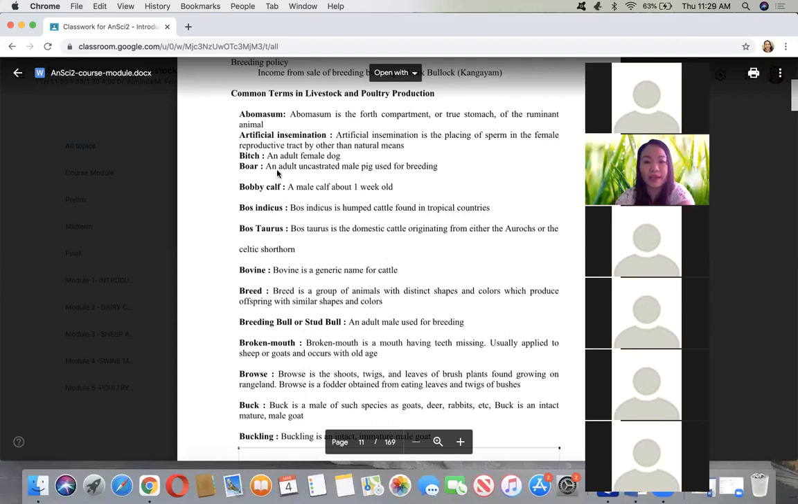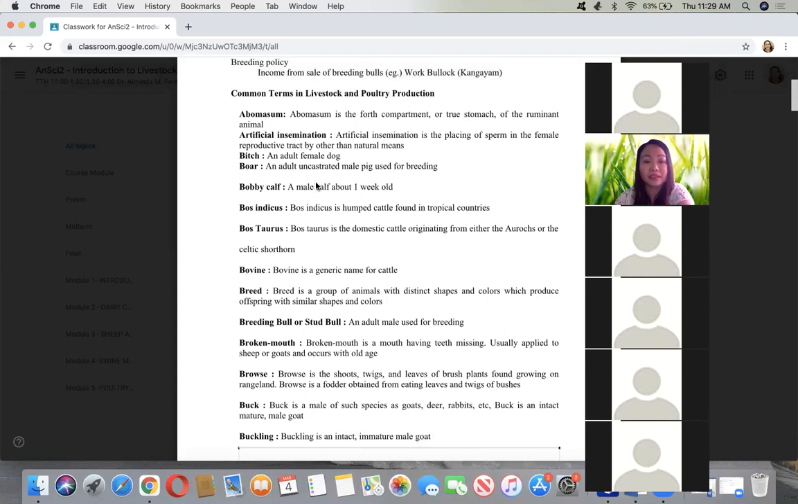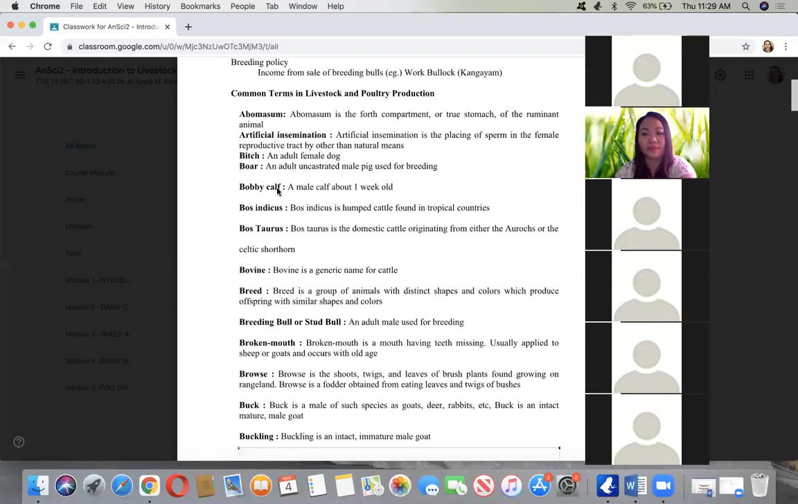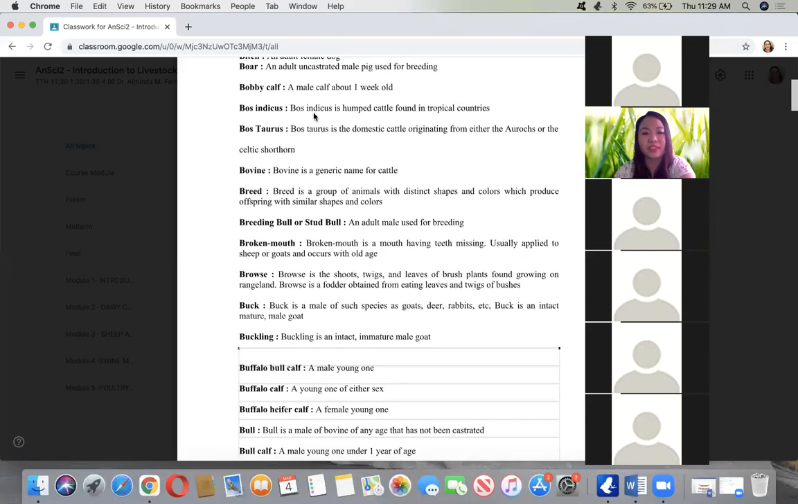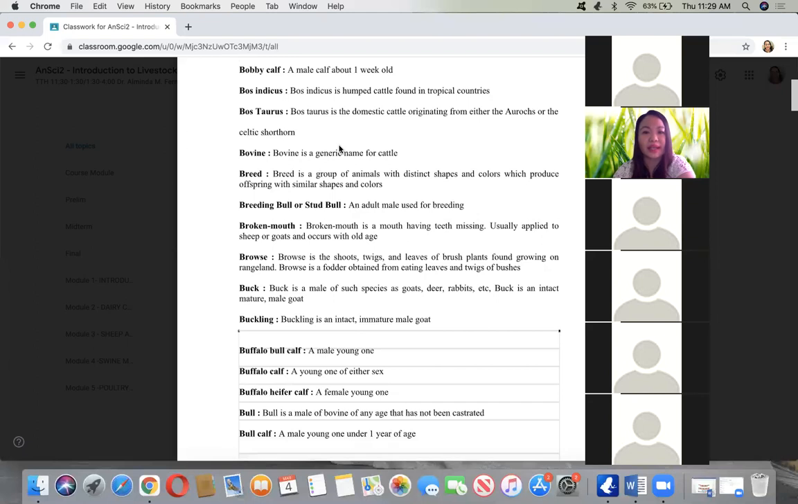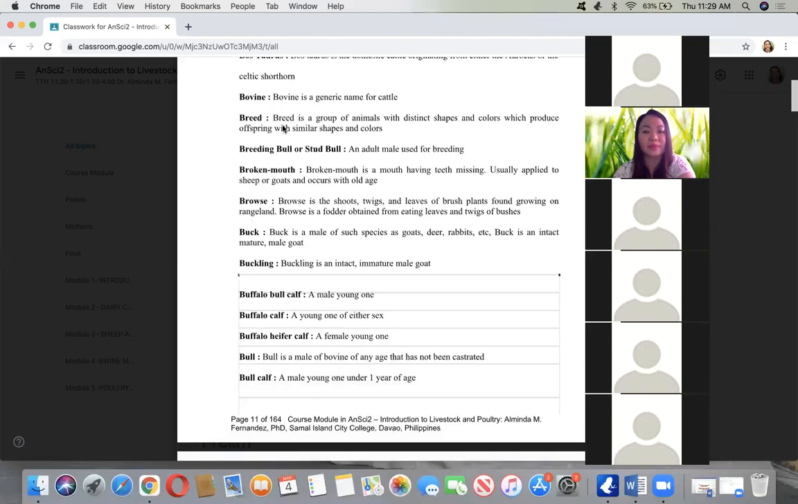So boar, we have an adult uncastrated male pig. So when it's a boar, it's an uncastrated male pig. And also baby calf, a male calf about 1 week old. And Bos indicus is the humped cattle found in tropical countries, and Bos taurus, these are also scientific names, domestic cattle from the Celtic shorthorn. Bos indicus and Bos taurus are cattle. Bovine for cattle, and breed is of course a group of animals with distinct shapes and colors, so we call them breeds. Breeding bull or stud bull are adult bulls being used for breeding.